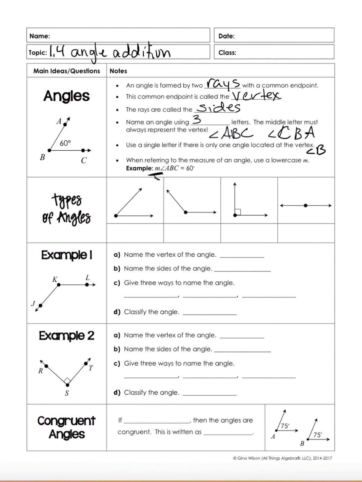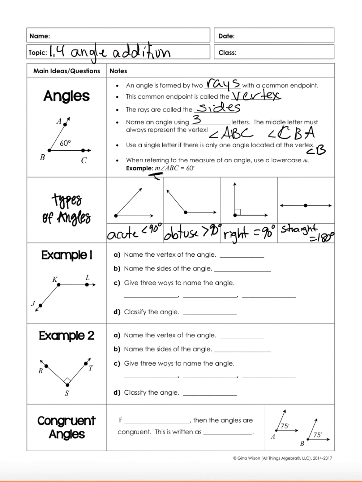Okay? So there are four different types of angles. There is an acute angle, which is less than 90 degrees. There is an obtuse angle, which is greater than 90 degrees. There is a right angle, which is equal to 90 degrees. And this one here that doesn't look like an angle at all, the rays are going in opposite directions. That is called a straight angle, and that is equal to 180 degrees.